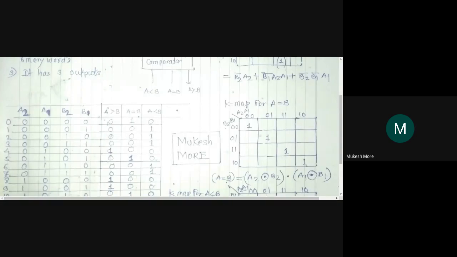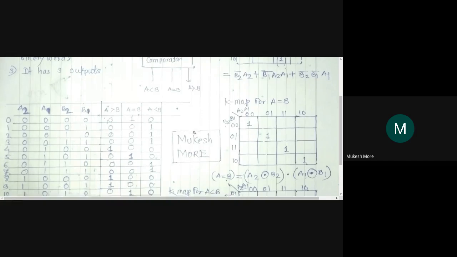So when you get the ones in a diagonal, you directly write the equation, or you can solve that equation, and after simplification you will get the equation. That equation for A equal to B is: A2, this symbol represents XNOR, A2 XNOR B2, and A1 XNOR B1.